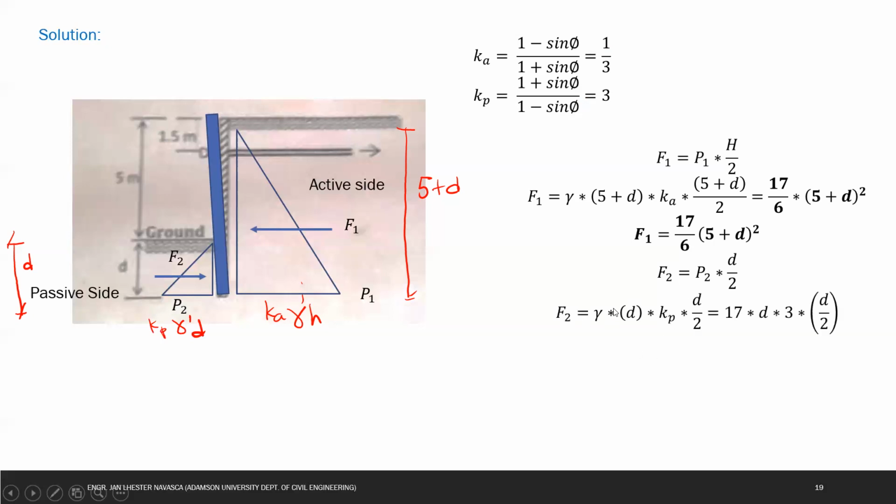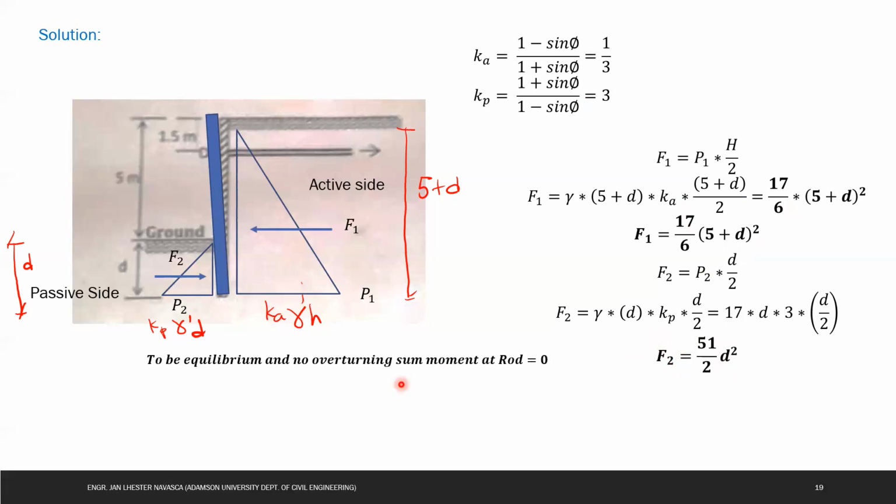So your P sub 2 will be gamma times D times K sub P, times the height over 2, which is D over 2. So simplifying, you have 17 times D times 3 times D over 2. Therefore, you have this F sub 2, which is 51 over 2 D squared. Okay? So you have this F sub 1 and you have this F sub 2.